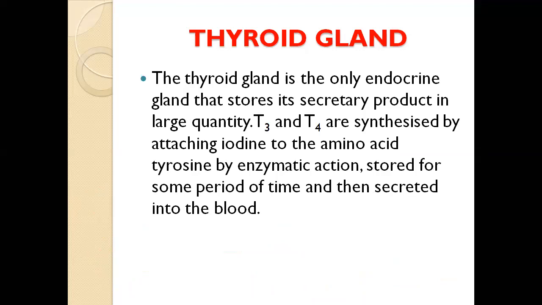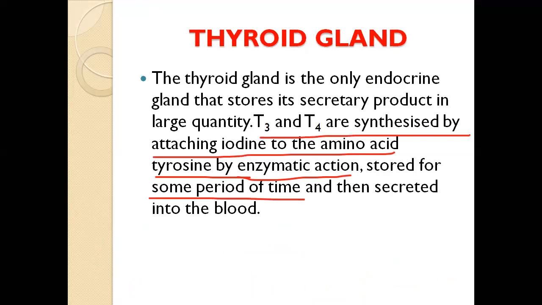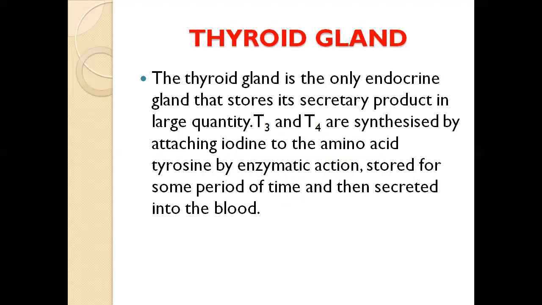The thyroid gland is the only endocrine gland that stores its secretory product in large quantity. Actually, no other gland in the endocrine system stores its product; whatever is produced goes out. But this is the only gland which stores its secretory product in large quantity. T3 and T4 are synthesized by attaching iodine to the amino acid tyrosine by enzymatic action, stored for some period of time, and then secreted into the blood.